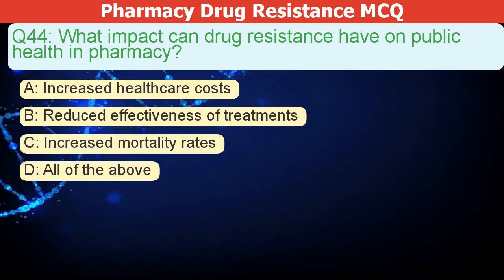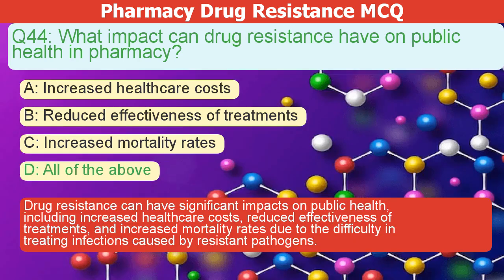What impact can drug resistance have on public health in pharmacy? A. Increased healthcare costs. B. Reduced effectiveness of treatments. C. Increased mortality rates. D. All of the above. The correct answer is D. Drug resistance significantly impacts public health. This includes increased healthcare costs, reduced treatment effectiveness, and higher mortality rates due to harder to treat infections.